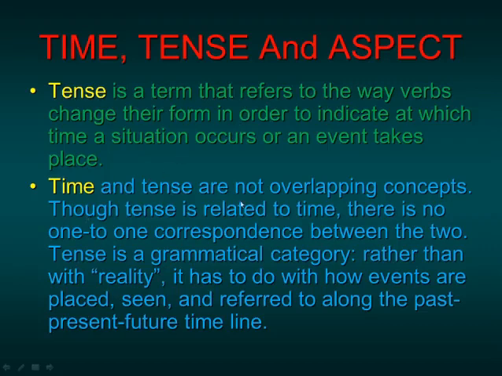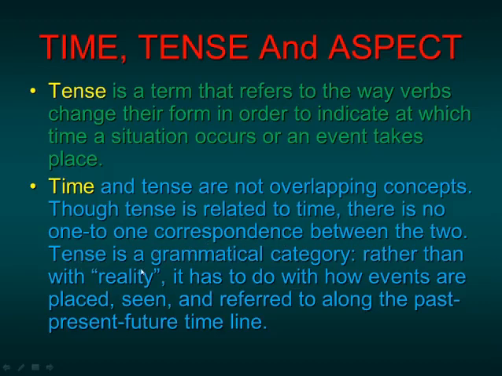And what is the relation between time and tense? Time and tense are not overlapping concepts, though tense is related to time. There is no one-to-one correspondence between the two. In tense, I already told you that the verb is just changing its shape. And in time, what is happening? Tense is always related to time, but there is no one-to-one correspondence, no direct relation, between the two.